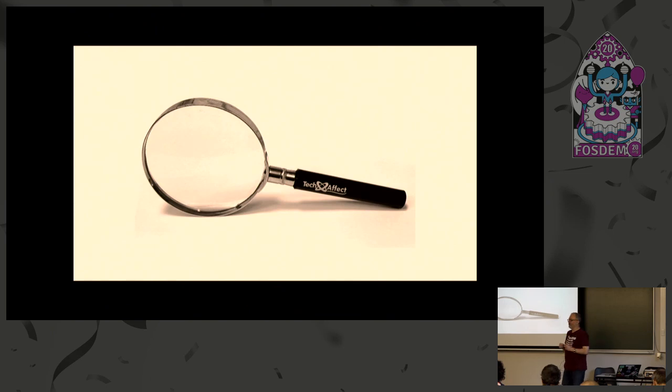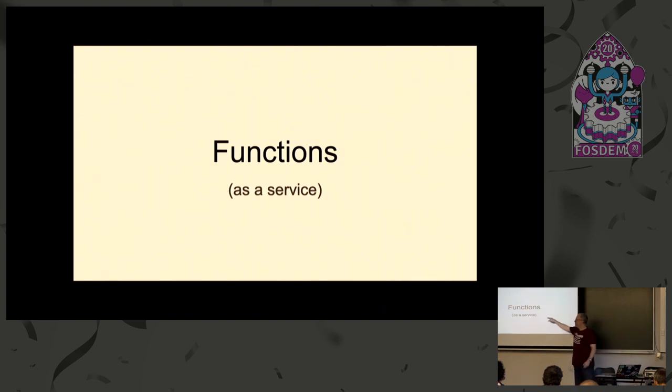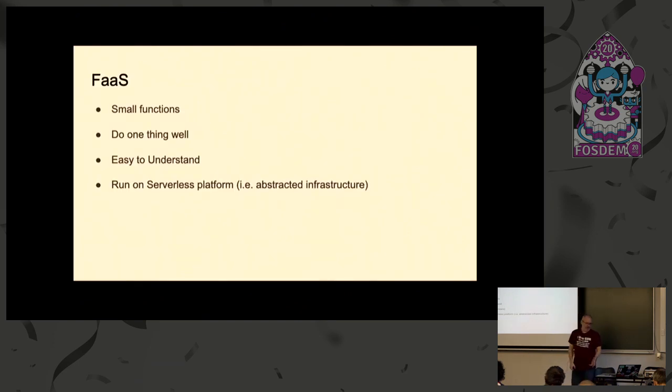And we're going to deliver that functionality using functions or functions as a service. So if we're in the FaaS world, what we're doing is we're writing small functions. If they get big, then you should reappraise whether you need more functions. They should do one thing, preferably well, and they should be easy to understand, so that should make them easy to write, easy to get right, and easy to fix. And then we're going to run them on top of our serverless platform, which is abstracted infrastructure.